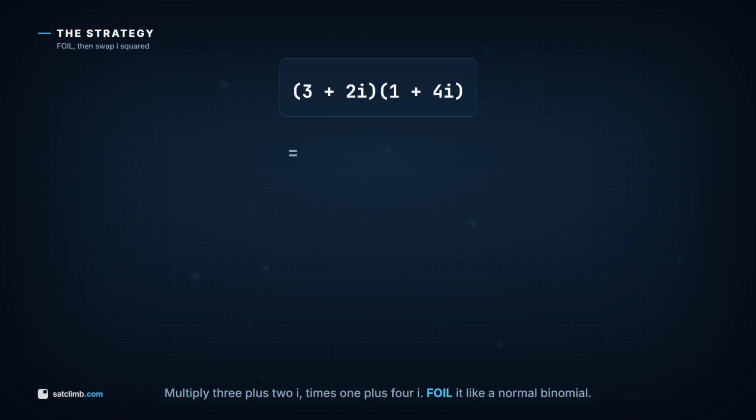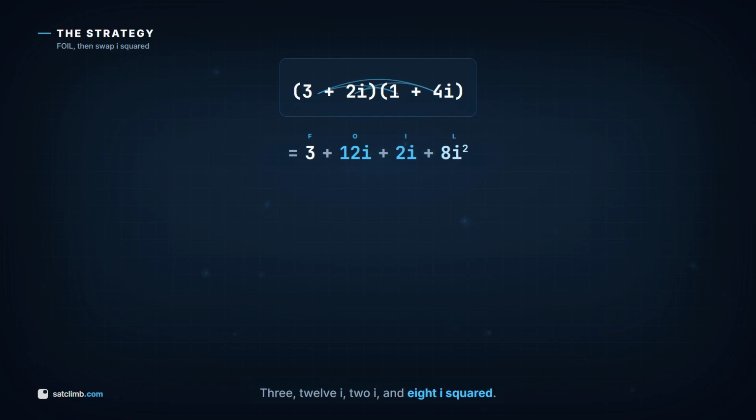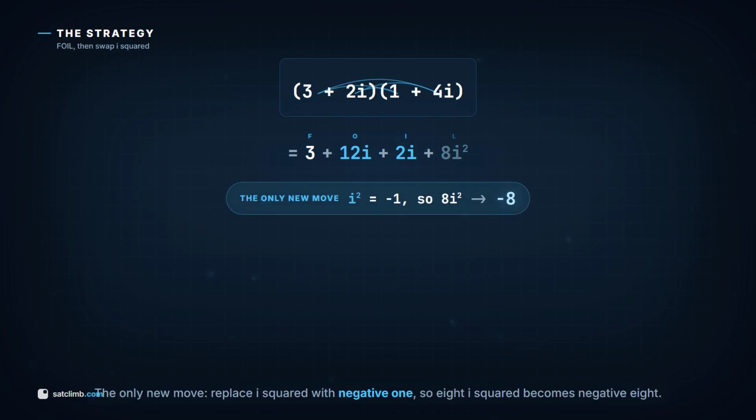Let's use it. Multiply 3 plus 2i times 1 plus 4i. FOIL it exactly like a normal binomial. 3 times 1 is 3. 3 times 4i is 12i. 2i times 1 is 2i. 2i times 4i is 8i squared.